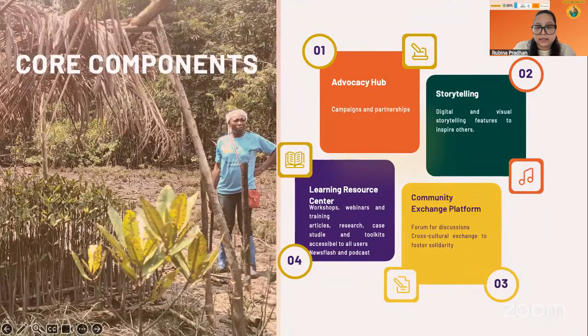And finally, I think the most important component is that Women for Biodiversity, we want to establish a learning resource center where if people want any sort of resource or any sort of toolkit or guidebook, they can come here and they can access this, right? And so this can be done through workshops, through webinars like what we're doing right now, and of course through trainings, etc. So these are our core components, and this is what drives us to keep this movement going.